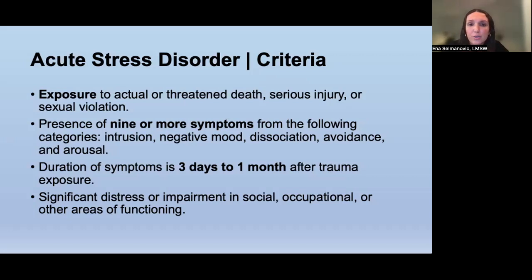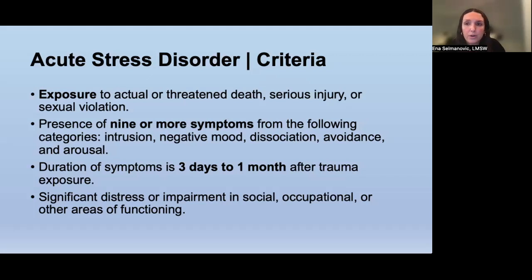So that's acute stress disorder. It's similar to PTSD, lower threshold, and lesser duration. So like I said, an individual might meet criteria for acute stress disorder, and then the symptoms go on, and they might meet criteria for PTSD later on.